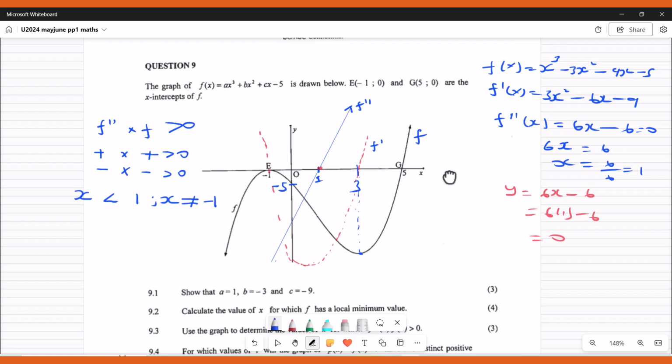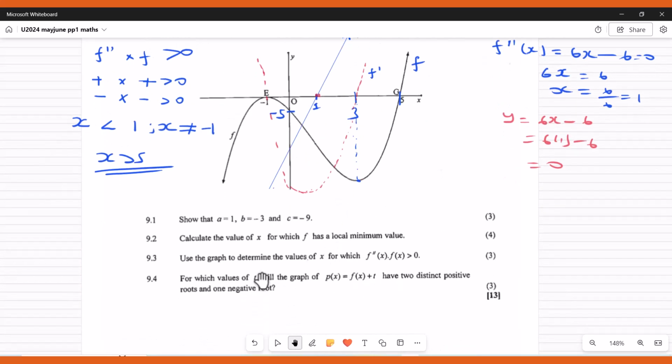Now for the other side, if I go beyond 1, from 1 to 5, I see that f has negative y values while the second derivative is positive, so I don't want this. But beyond 5, I see f is positive and the second derivative is also positive, which means x greater than 5. So those are the answers we need here for question 9.3.